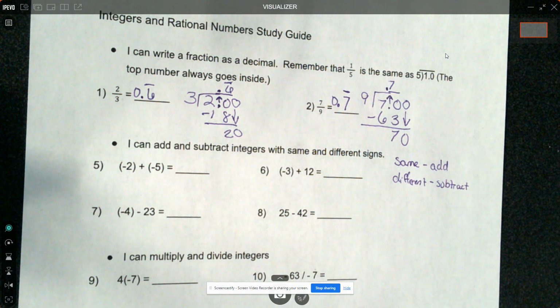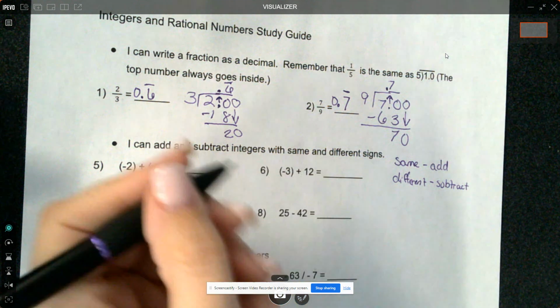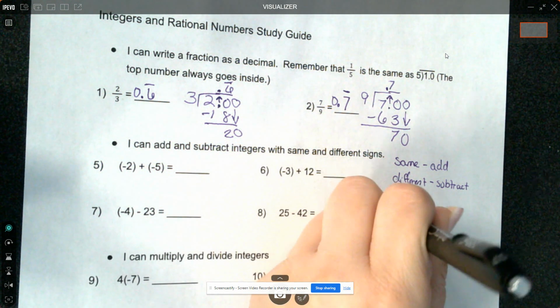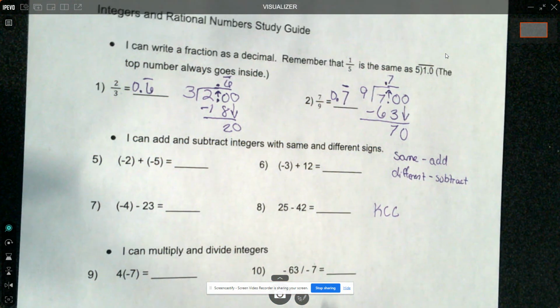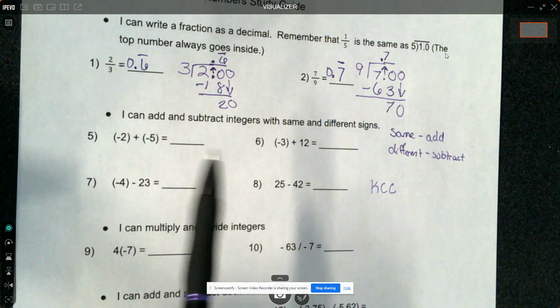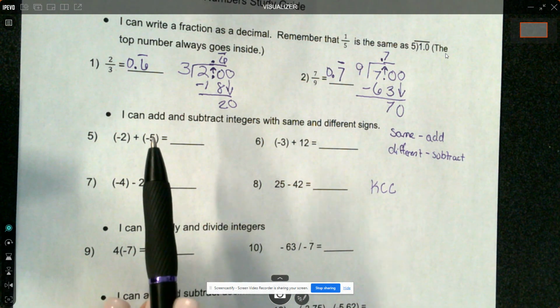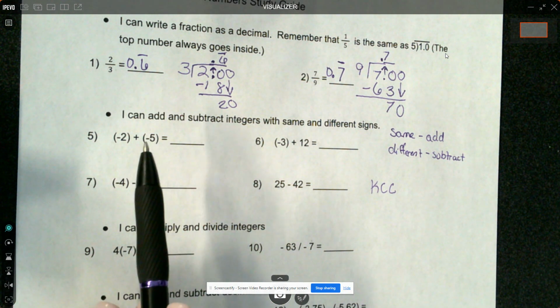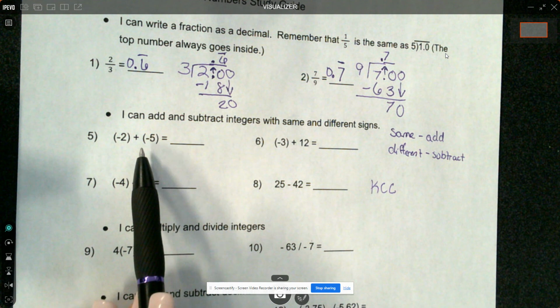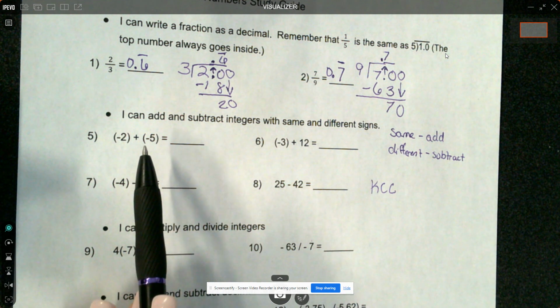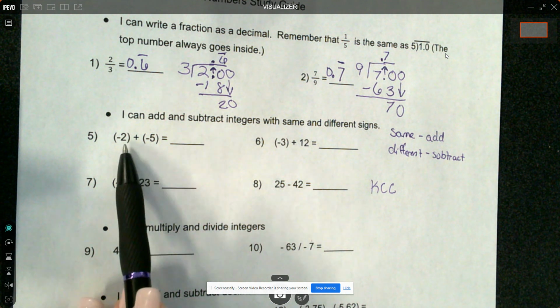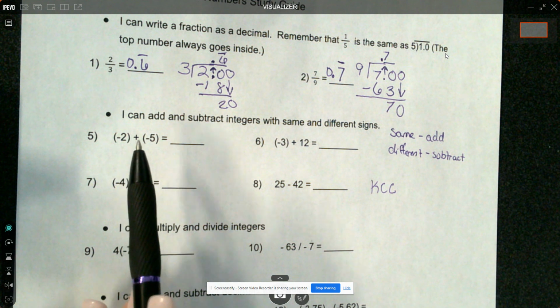You can't leave a subtraction problem like it is. Tate, what do you have to do to subtraction? Subtraction, you're going to do keep, change, change. So you need to know those rules for addition and subtraction. Now, number 5, it is addition, so I don't have to do anything. I don't have to change anything. But are they same signs or different signs, Owen? Same. They're the same, so do I add or subtract?